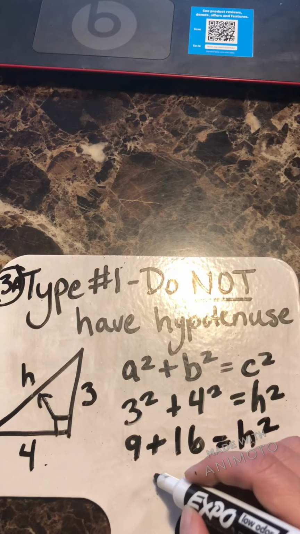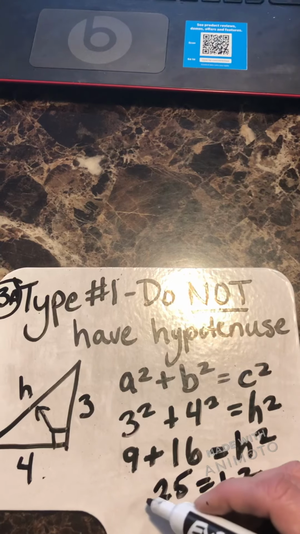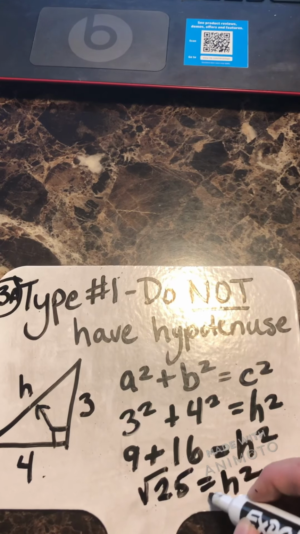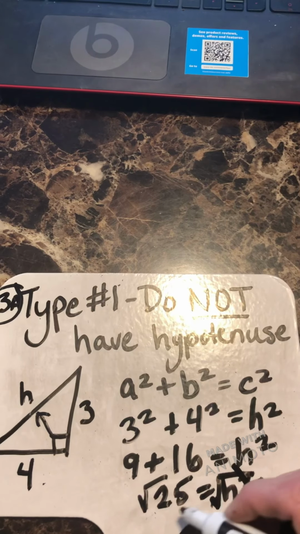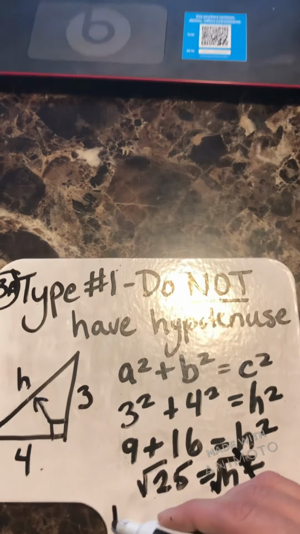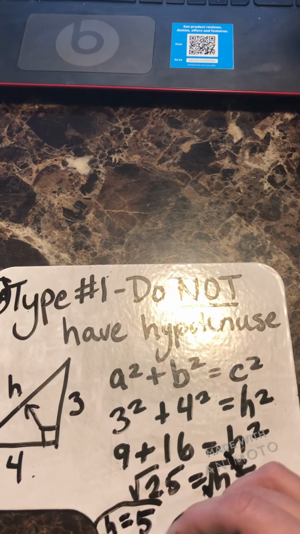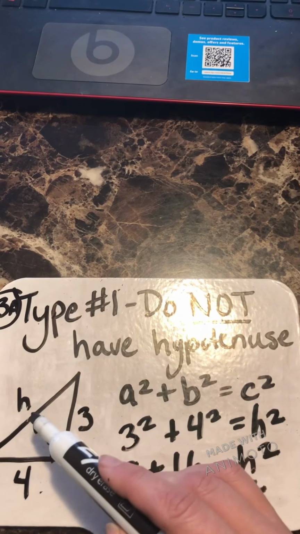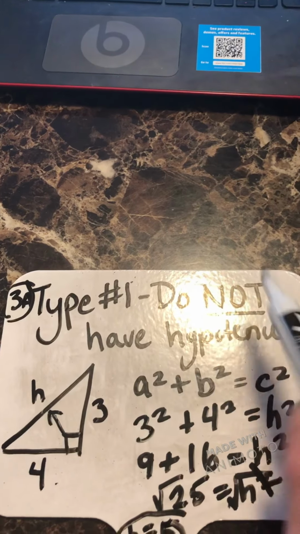We add 9 and 16, we get 25 is equal to h squared. We square root both sides to get rid of the square here. So we have h is equal to 5. So that would be what the hypotenuse would be in this triangle. So this is type 1 when we do not have the hypotenuse.